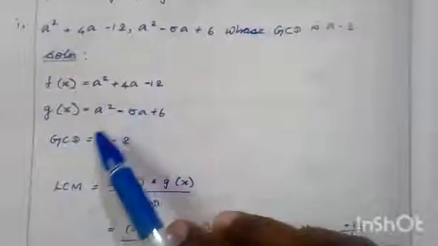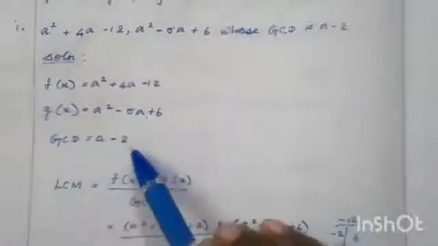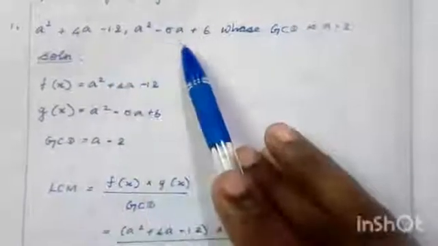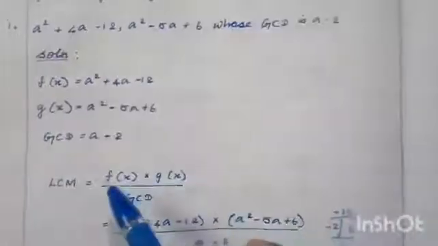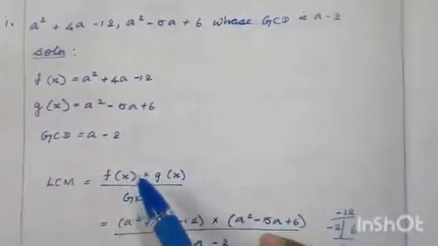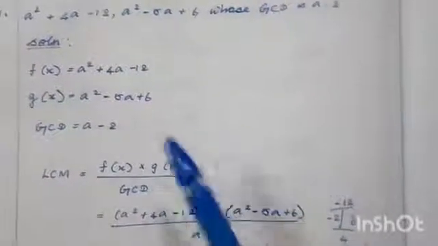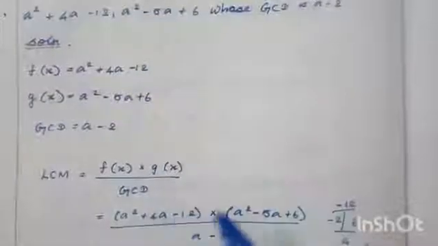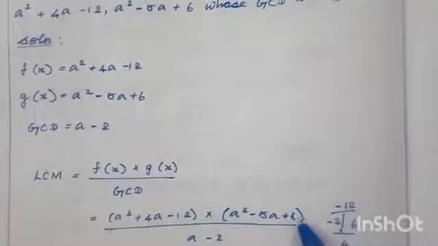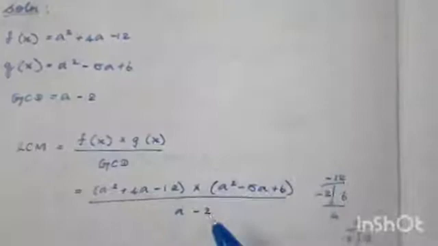For the first problem, first you have to write f of x and g of x, then GCD. What are the things given? f of x, g of x and GCD. Now the LCM formula you have to write: f of x into g of x by GCD. So f of x is a square plus 4a minus 12, g of x is a square minus 5a plus 6, whole divided by a minus 2.